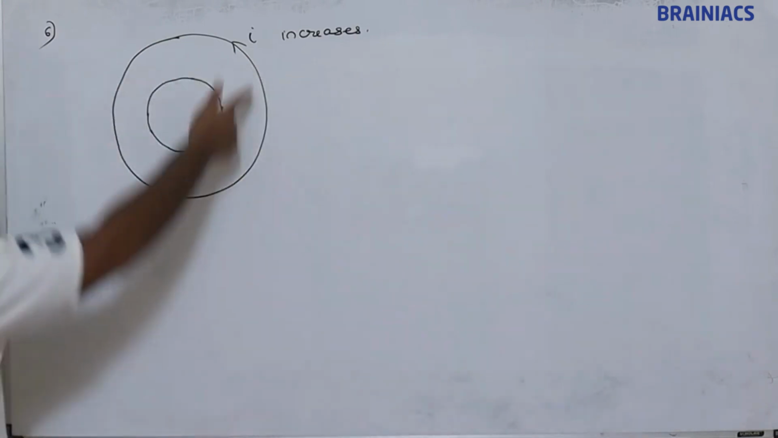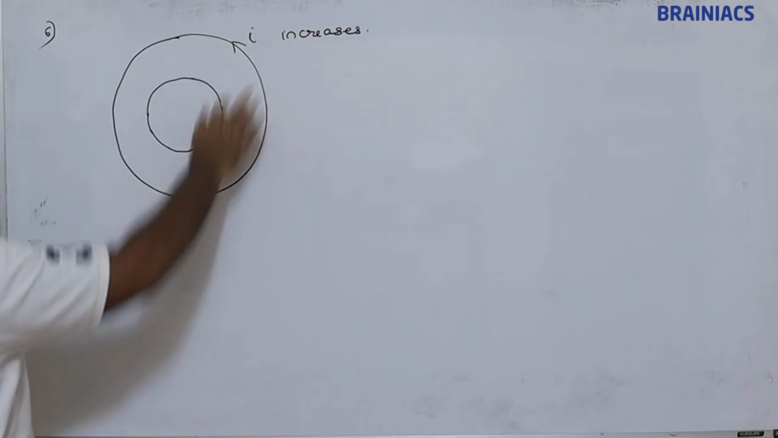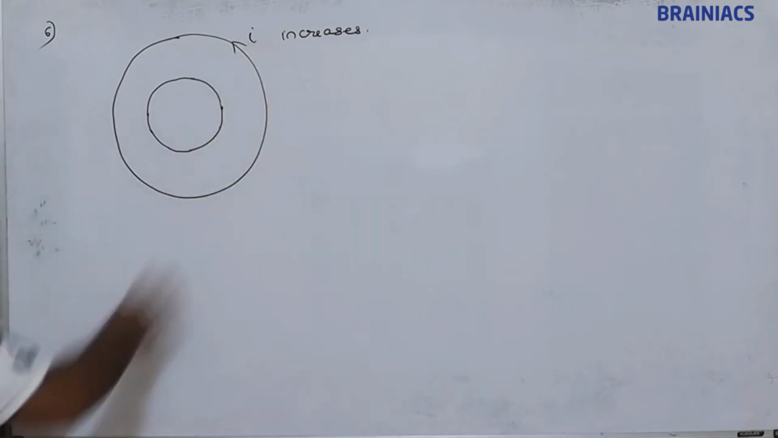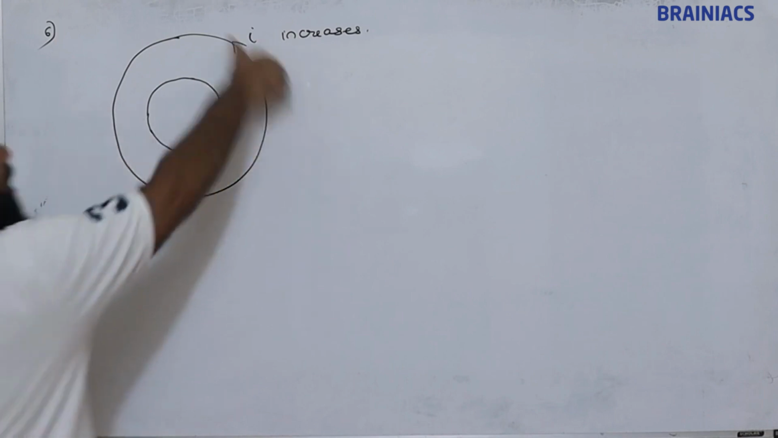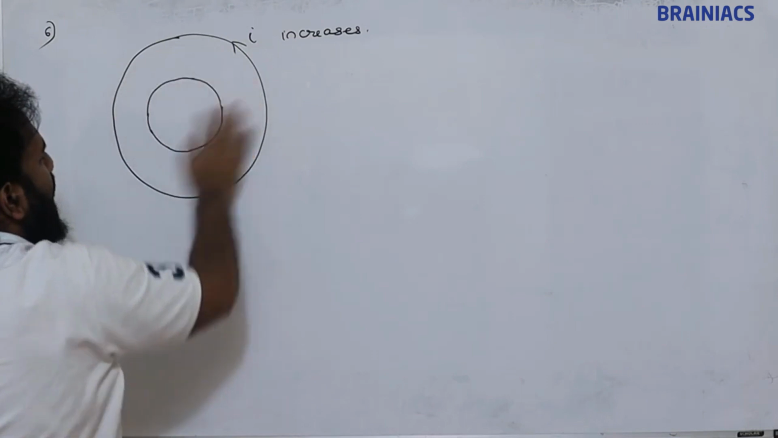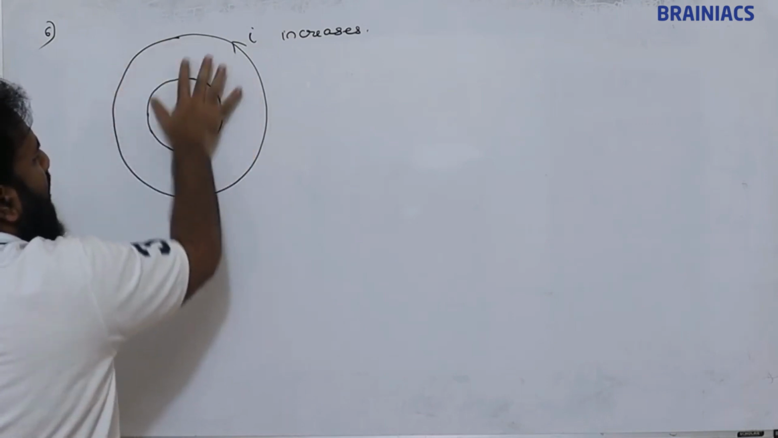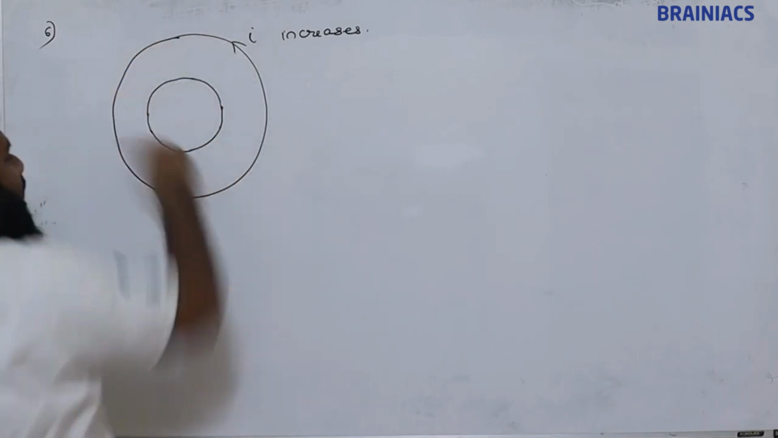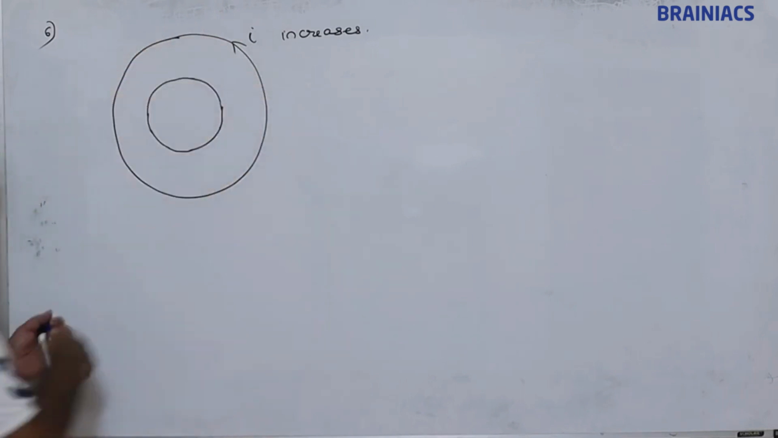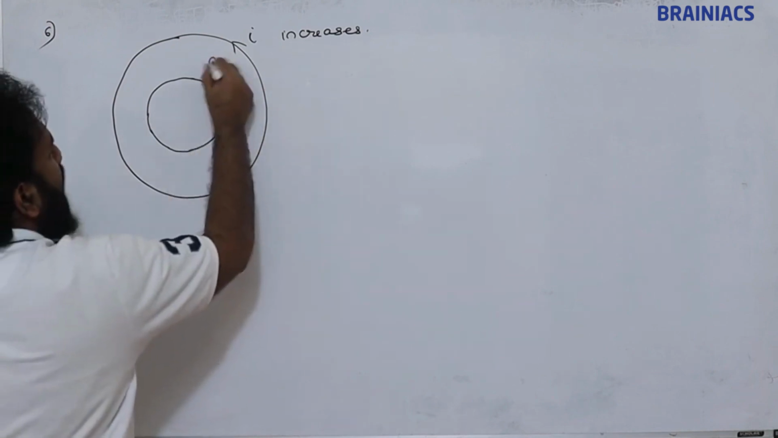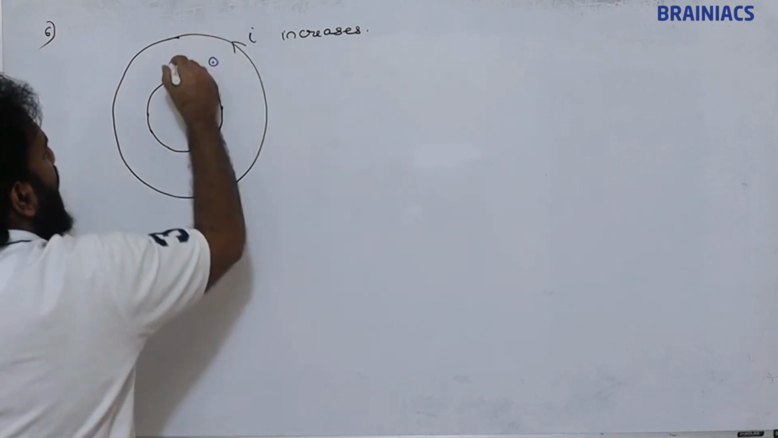Another question. Same model. Current is moving in this direction in this coil and the current value increases. When current is moving like this, in this part of the system, what will be the direction of the magnetic field? The direction of the magnetic field will be outside. It will be coming out.